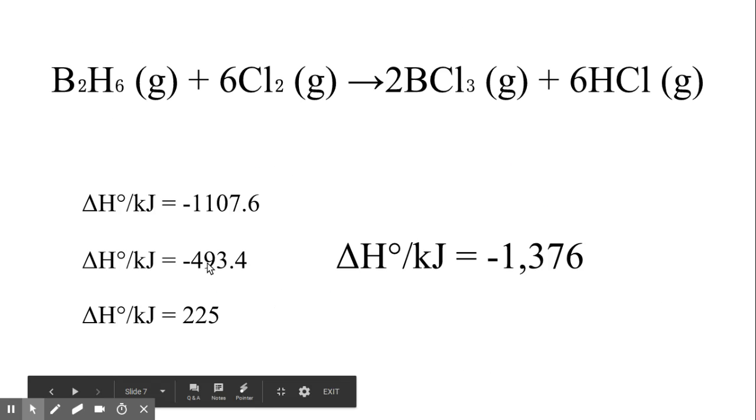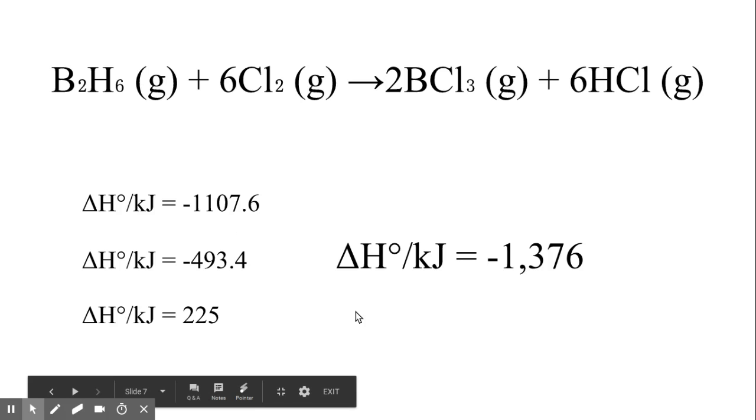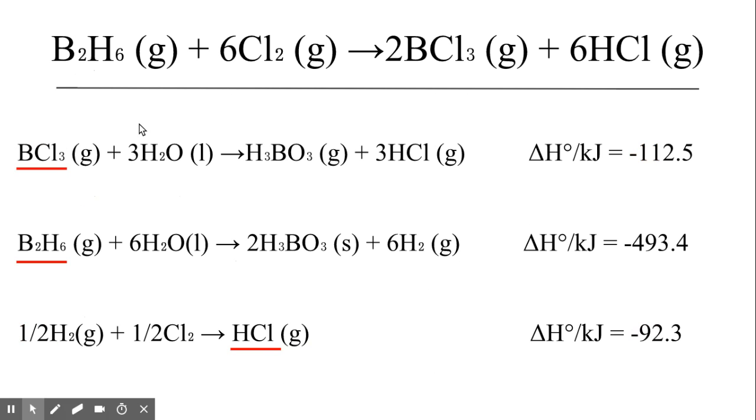That brings us to final change of heat values of negative 1107.6, negative 493.4, and 225. Add those all up, and you get negative 1,376, which is what we were trying to find from the beginning. And then our equation is B2H6 plus 6Cl2 yields 2BCl3 plus 6HCl, which is exactly the equation that we had to begin right here.